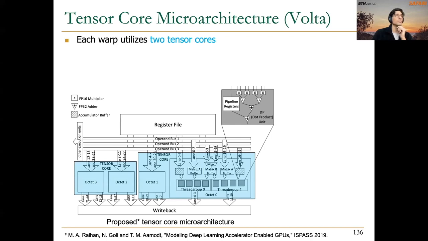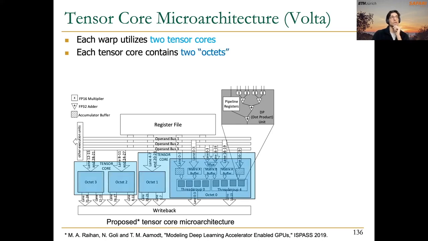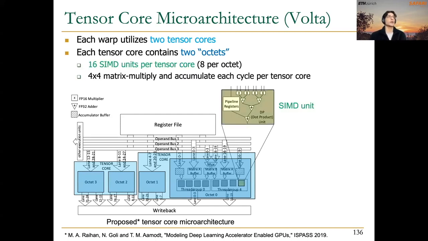Actually, if you compare numbers here, it is essentially one order of magnitude faster than the regular cores in the best case. So one thing the authors of this paper realize is that each warp uses 2 tensor cores. Each tensor core contains 2 octets. And inside the octets we have SIMD units, 8 SIMD units per octet. So in total, 16 SIMD units per tensor core. And one SIMD unit looks like this. As you see, it has 4 inputs. So here we perform the dot product operation of 4 input values. So each of the SIMD units computes a 4x4 matrix multiplication and can do it essentially in 1 cycle.